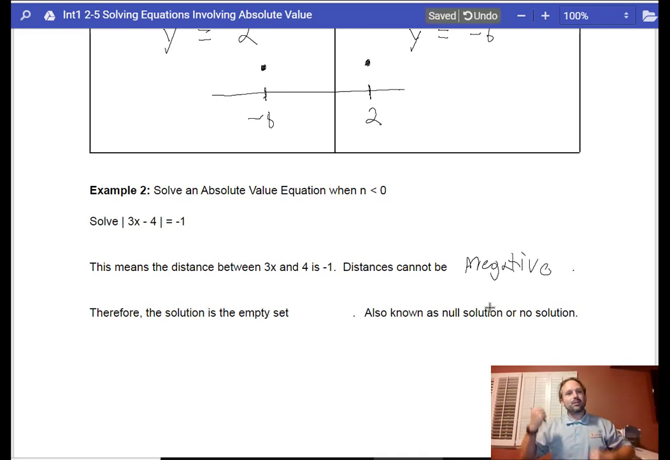You can't run backwards 10 miles and say, I ran -10 miles today. No, you ran 10 miles backwards, so your distance was 10 miles. Therefore, the solution for this absolute value equation is an empty set, also known as no solution or a null solution. So there's no answer that would make this true. There's nothing we can put in for x to make this a true statement. All right, let's go on.